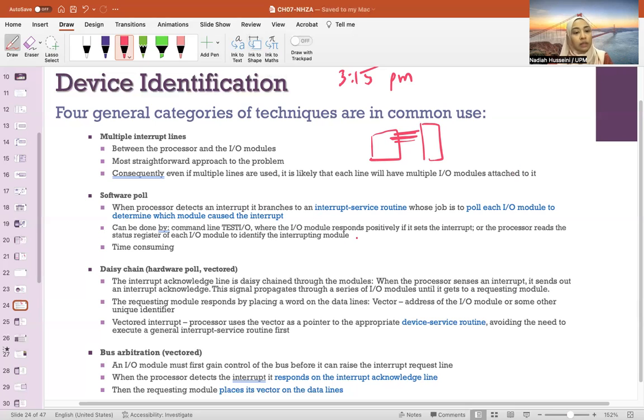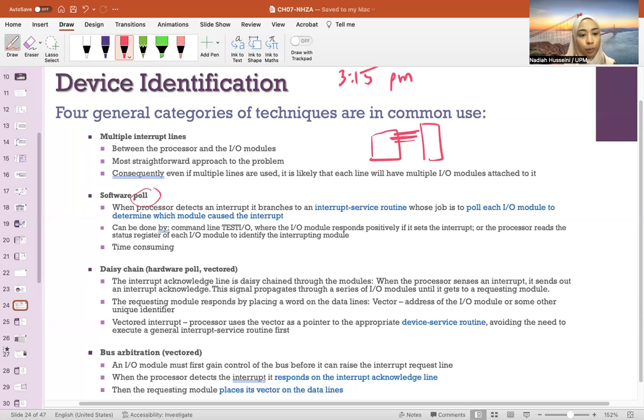Okay, so the next one is software poll. So again, it's like I ask you to answer a question and you tell me whether you have eaten or not. So that's your poll for today. Have you eaten your lunch? Yes or no? So the same thing happens over here.